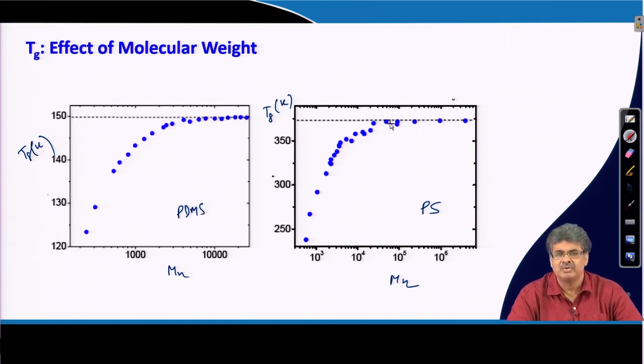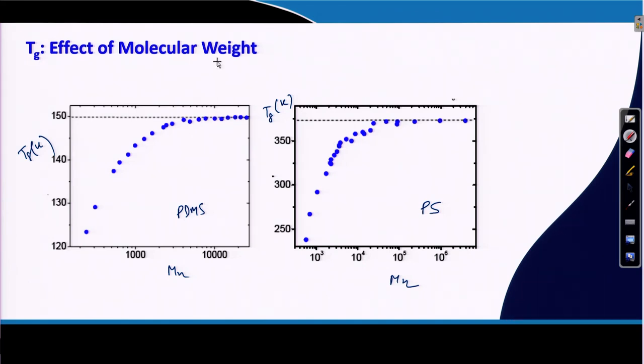Hence, for practical purposes, in the molecular weight range that we typically use, the Tg value is almost independent of molecular weight. If we go below a certain molecular weight, like the oligomeric range or low molecular weight, then Tg actually becomes affected, becomes lower and lower. So with this, I will stop today for amorphous polymers. Next, I will talk about the crystalline state in the next class.